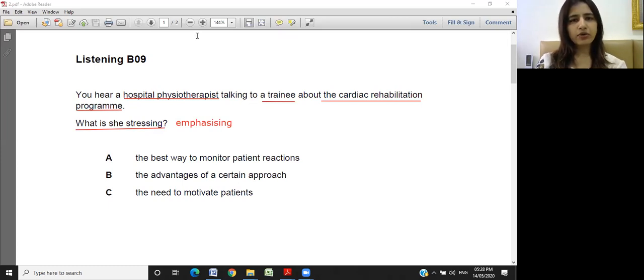So now let me know, what do you predict if this is the correct answer? Best way to monitor reactions.